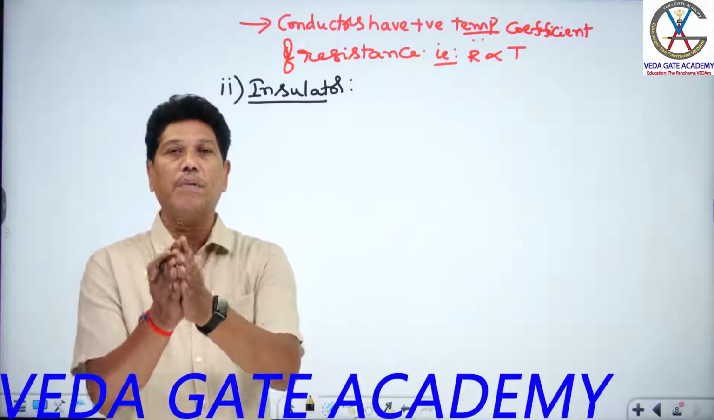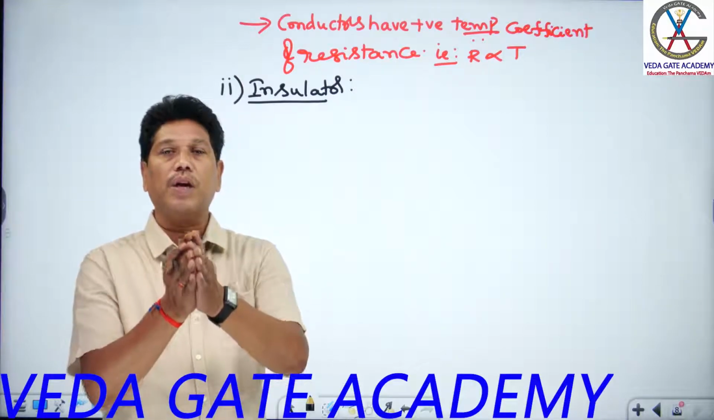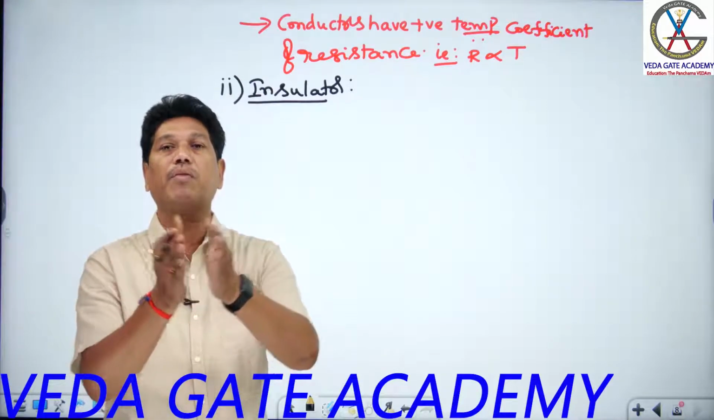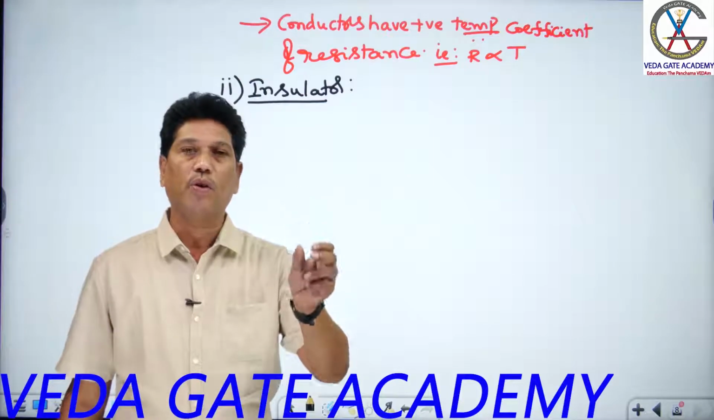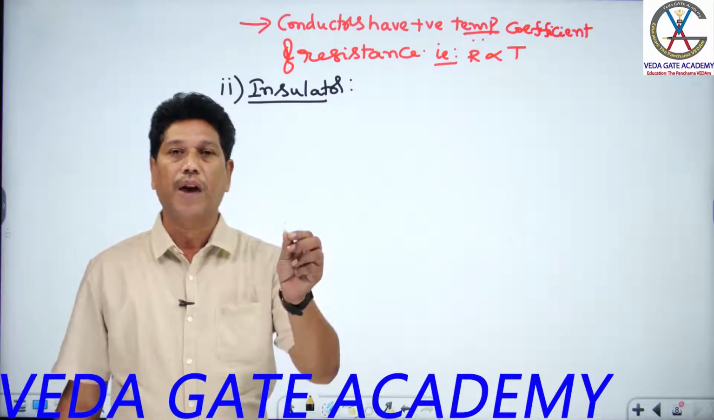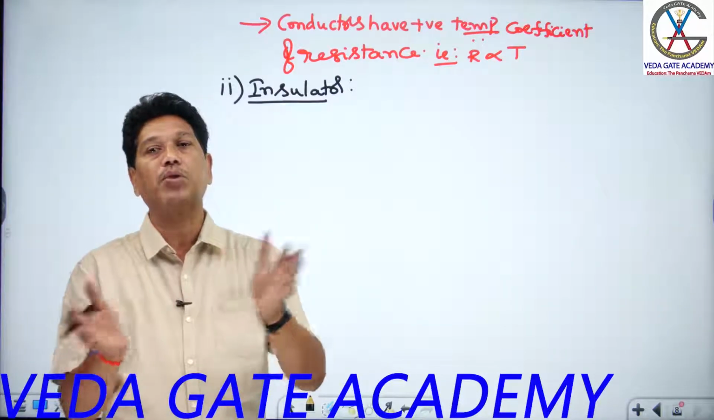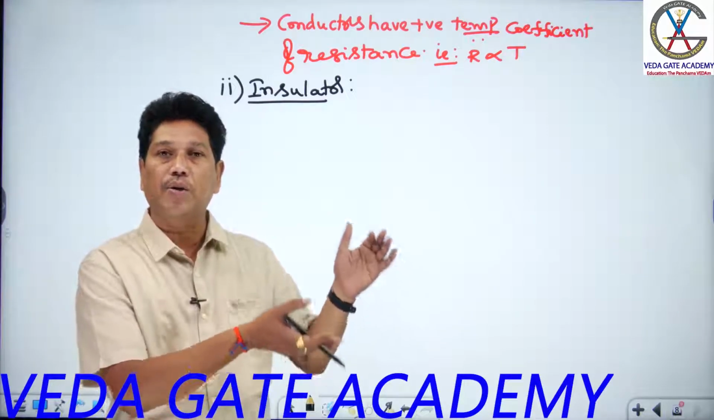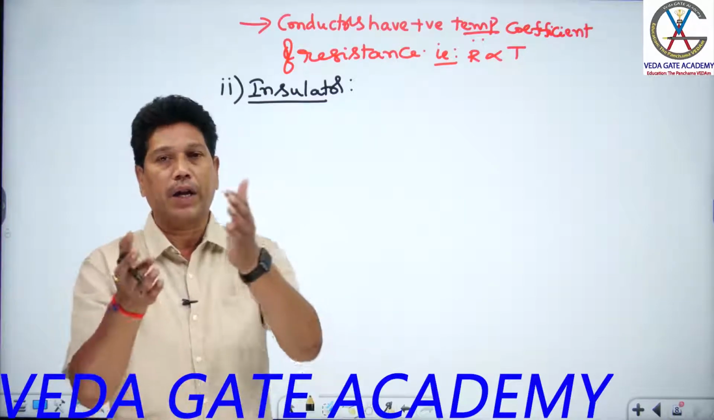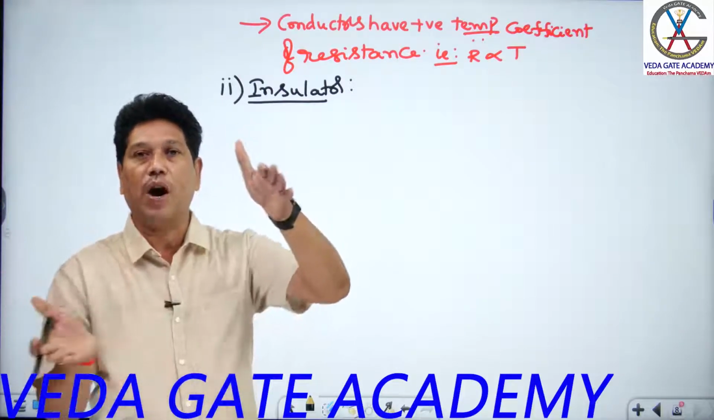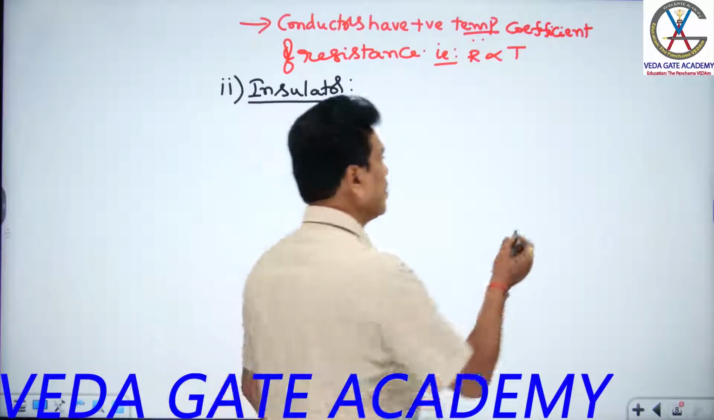If you go for the energy band diagram of an insulator, here the valence and conduction bands are separated by a very high energy gap. Suppose you go for diamond, students: in the case of diamond, the energy gap is around 6 electron volt. So the energy gap is too high. In the case of conductors, I told you the energy gap is almost 0, but in the case of an insulator, the energy gap is too high, around 6 electron volt, students, like this.